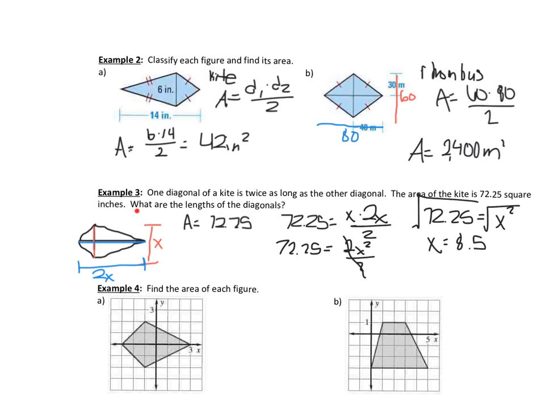Okay, what did they ask me? It says, what are the lengths of the diagonals? I found one of them. One of them is 8.5, and this should be inches. The other one is twice that. So I've got my one diagonal, and then my other diagonal is 8.5 times 2, which should be 17 inches.